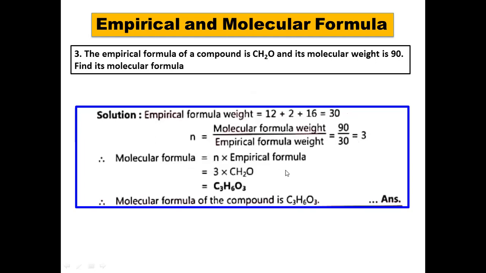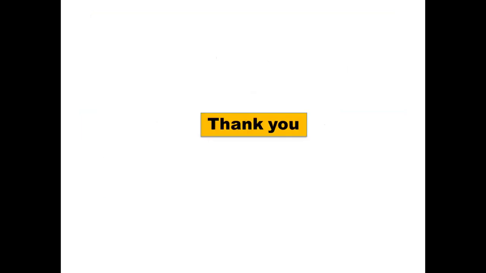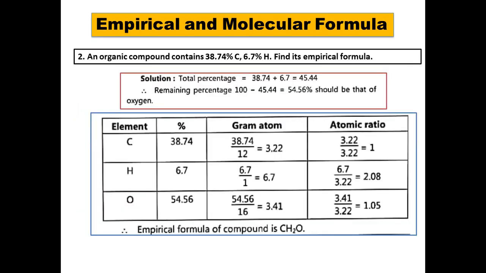So the molecular formula is equal to n into the empirical formula. The empirical formula is already given in the problem. So 3 into CH2O. Multiplying each element by 3, the molecular formula is C3H6O3. So this is the way to calculate the molecular formula when the empirical formula and molecular weight are given. Thank you very much for watching this video. By watching it you are able to calculate the empirical formula as well as the molecular formula, and the calculations based on the empirical and molecular formula.